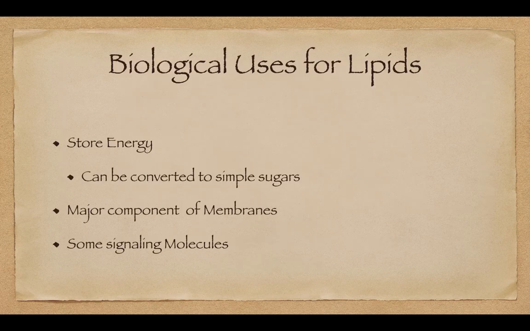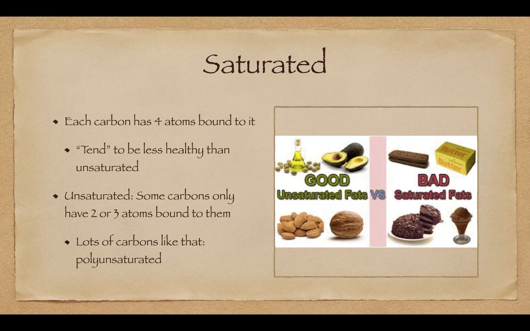The biological uses for lipids are they can be used for storing energy. They can be converted into simple sugars and used to make ATP. But the major use we have for lipids, and the major one we'll focus on this year, is that they are components of cell membranes. They are a major component of cell membranes. And some of them are used as hormones or other signaling molecules.